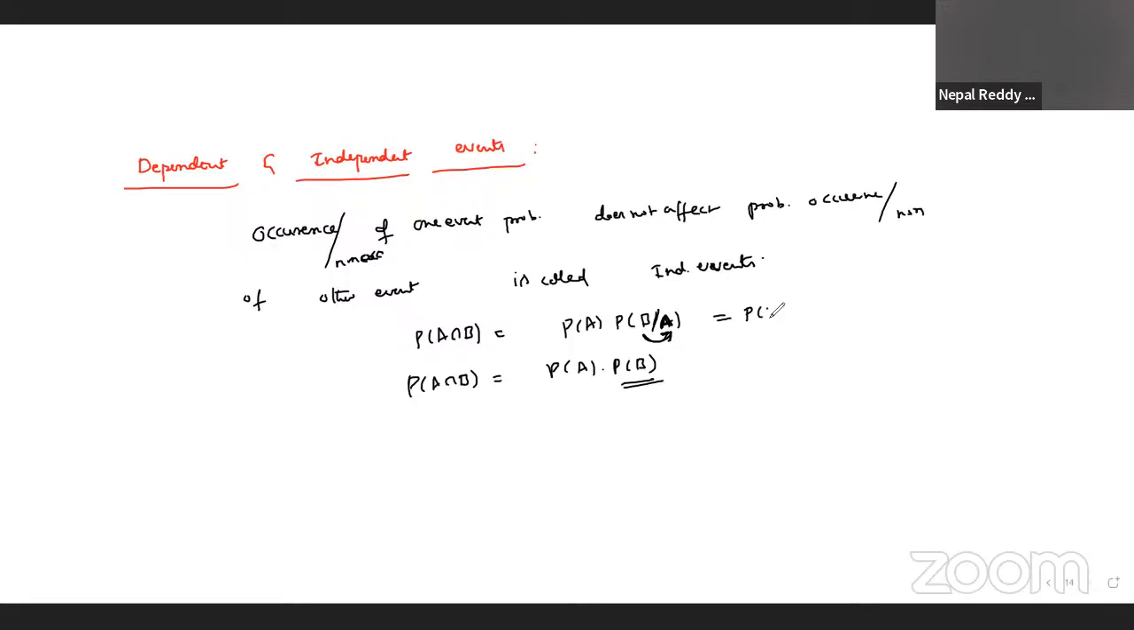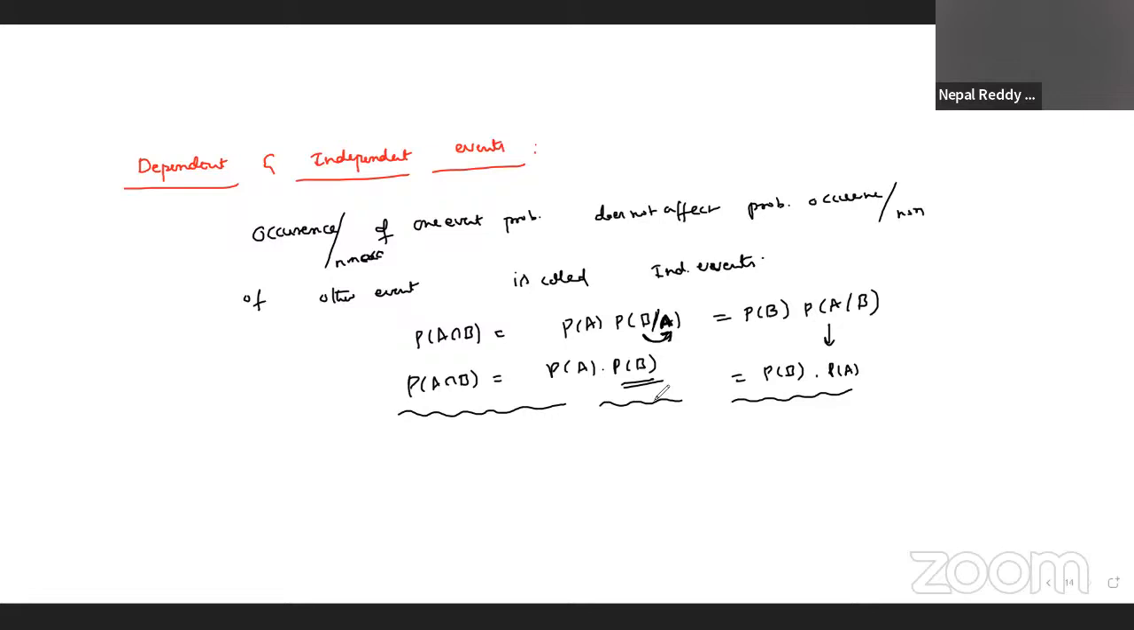And also we know that probability of A intersection B is probability of B into probability of A given B also. Occurrence of B does not affect the other. So simply this one you can write as probability of A. Both are same, probability of A given B. Why? Because occurrence of B does not affect probability of A. Simply you can write P of A. So this is known as the condition for independent events: probability of A intersection B equal to probability of A into probability of B.